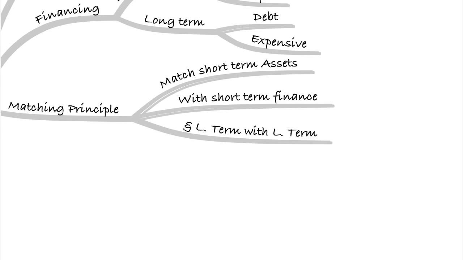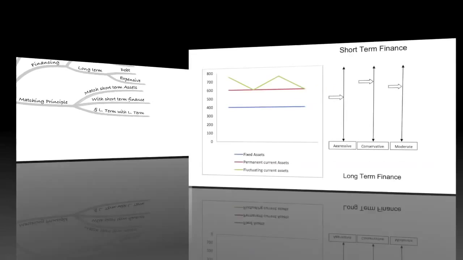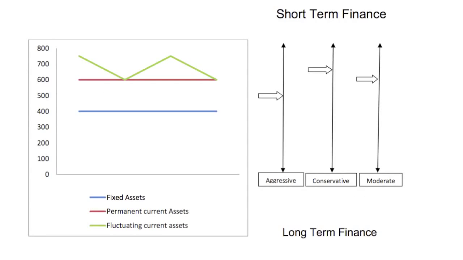But we then looked at a diagram, and this is the diagram we looked at. Our diagram to describe working capital financing was this one. On the left hand side we have a graph. It shows our fixed assets up to the straight blue line, our permanent current assets up to the straight red line, and then our fluctuating current assets moving up and down above that. On the right hand side we have short term finance at the top, which remember is cheaper, our overdrafts and our payables. Our long term finance at the bottom, which is more expensive.